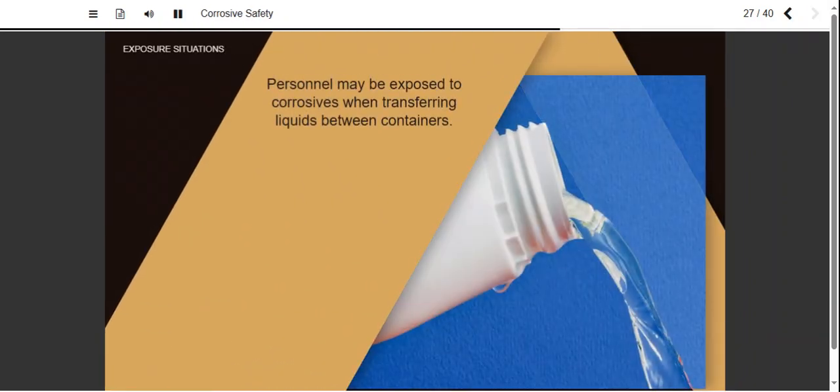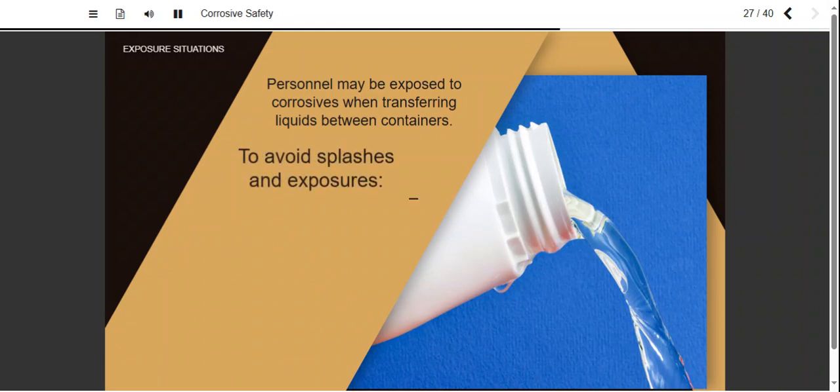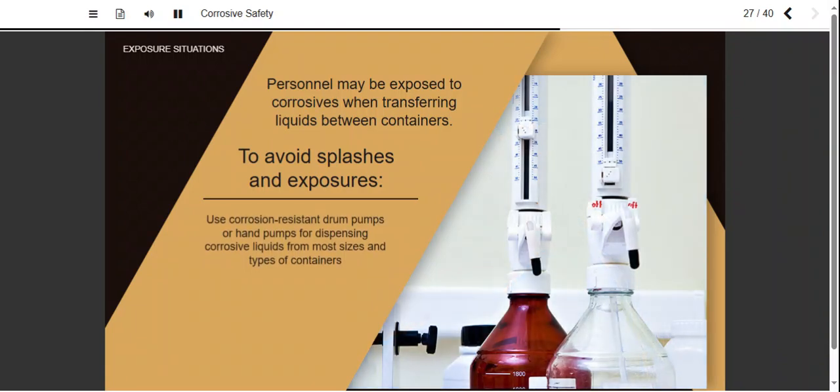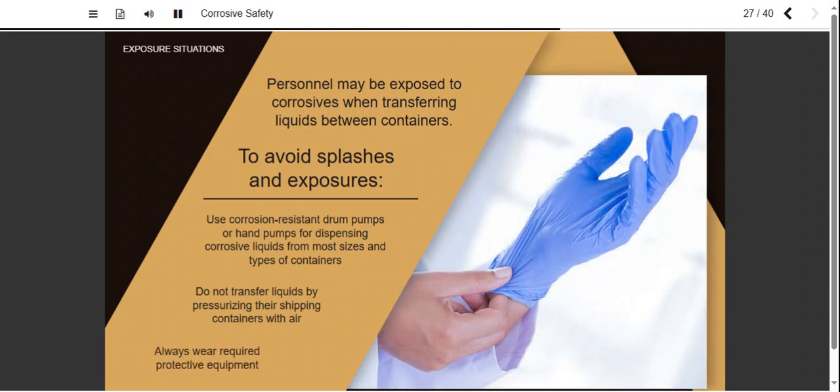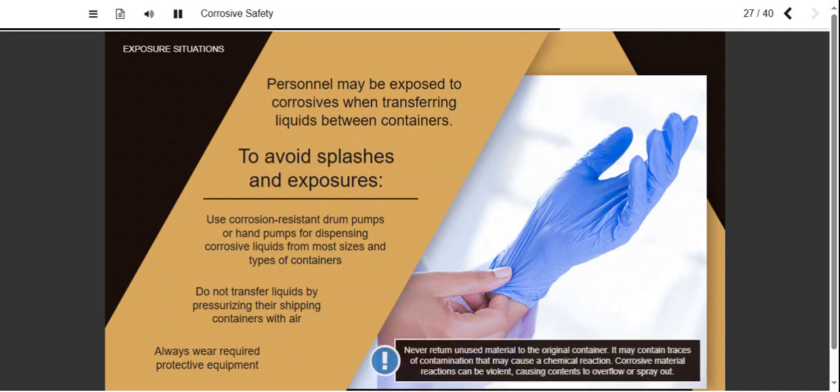Transferring liquids from shipping and storage containers may cause exposure from splashing or overfilling. To minimize risk of exposure, use corrosion-resistant drum pumps or hand pumps. Do not pressurize the drums with air to force the transfer. Ordinary drums and barrels may be damaged by the pressure. Always wear required protective equipment when handling corrosive material.